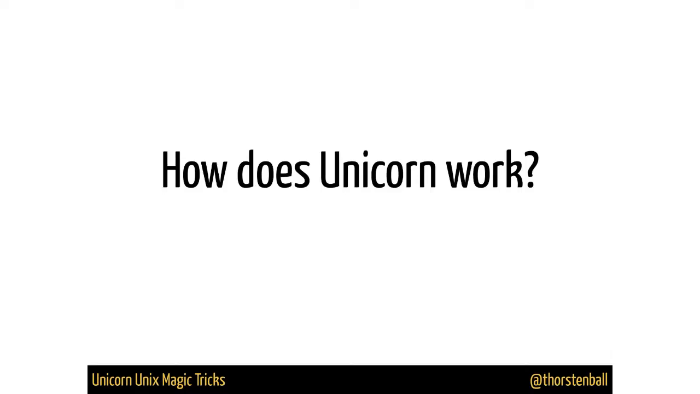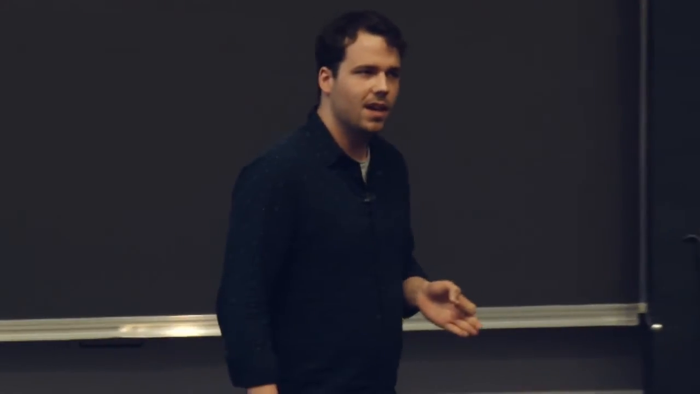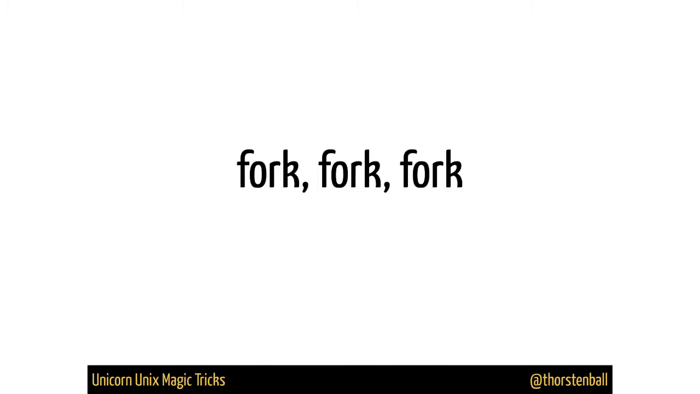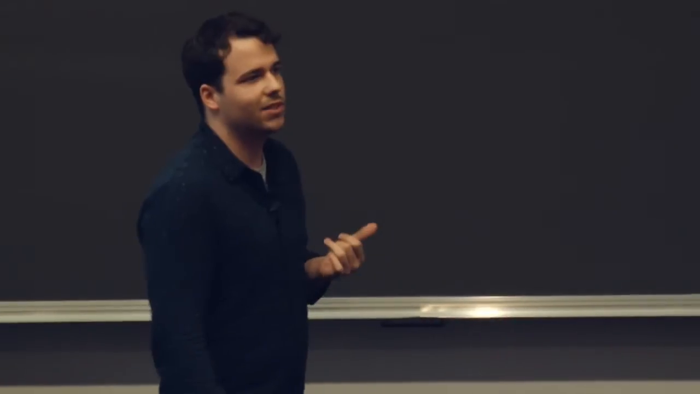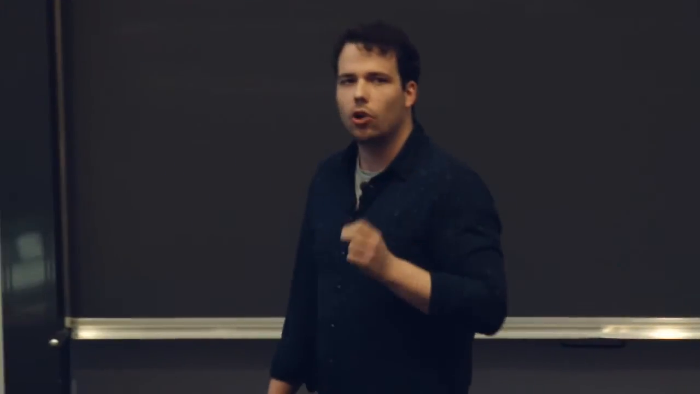And in this talk, we're going to look at how Unicorn uses Unix to build these great features it has. We're going to look at some basic Unix tricks, some basic Unix principles, and we're going to see how they work, how we can use them, and how Unicorn uses them. And the first Unix trick I want to talk about is fork. Fork is how every process on your Unix system gets created. Every process besides the first one gets created by a call to fork.